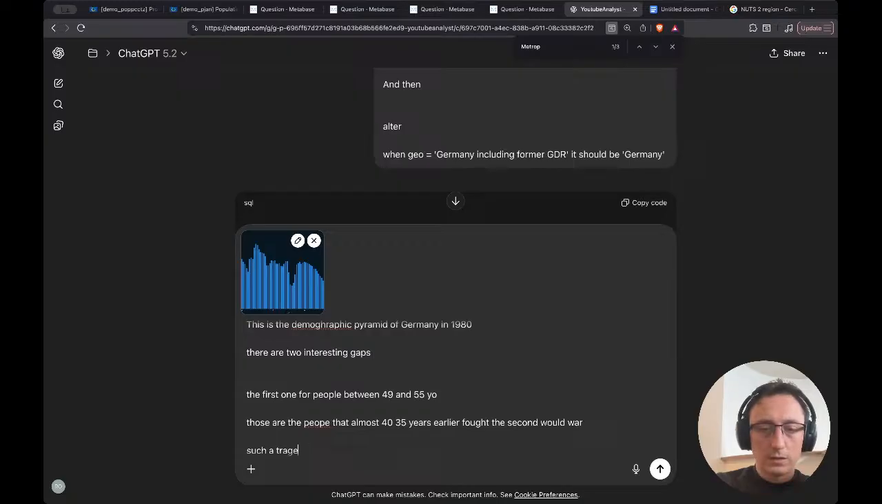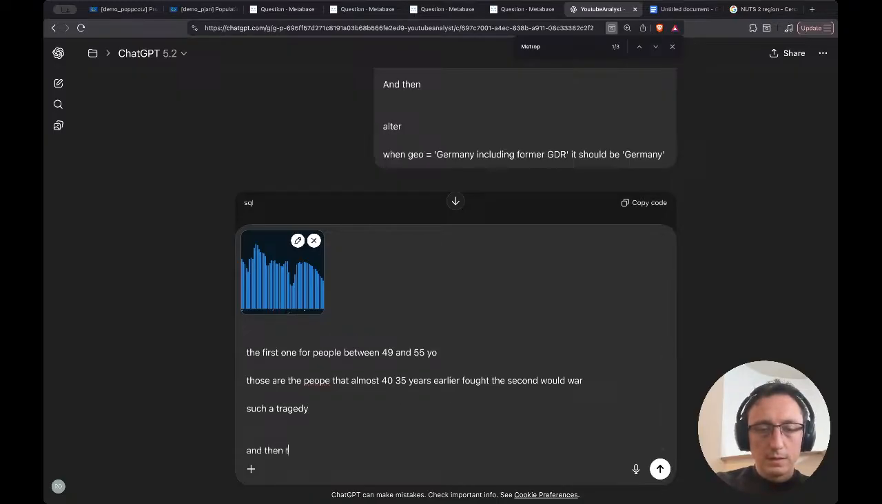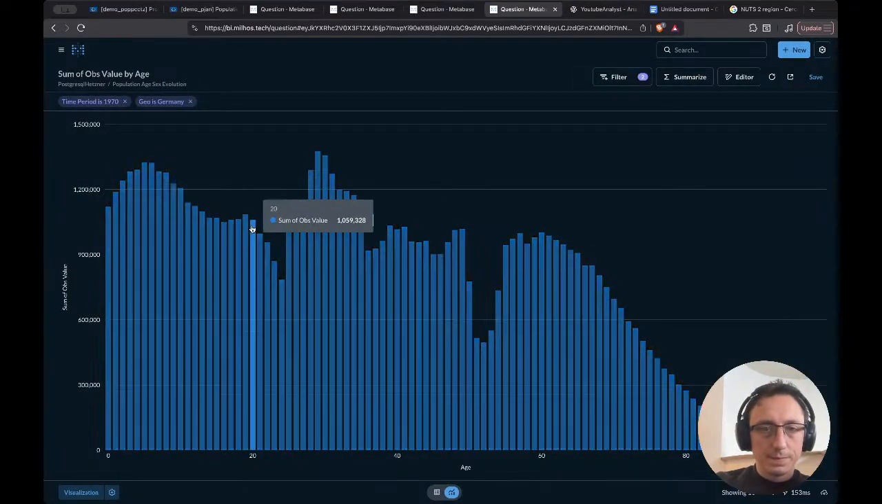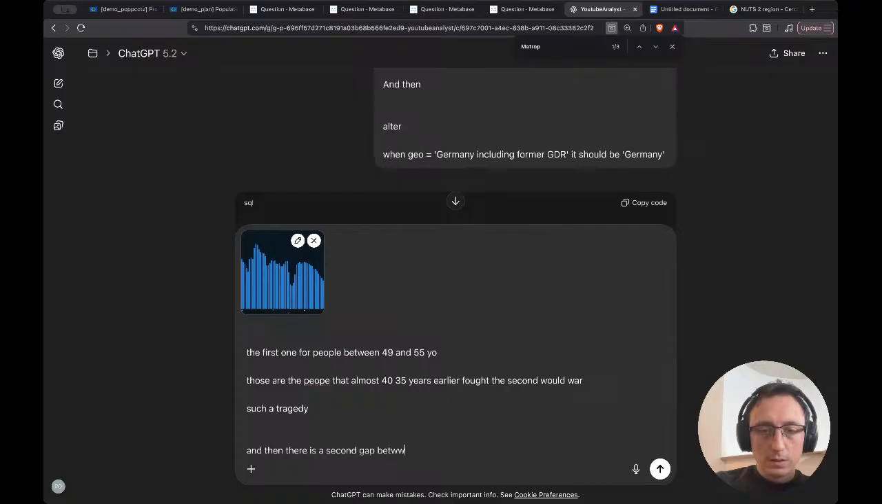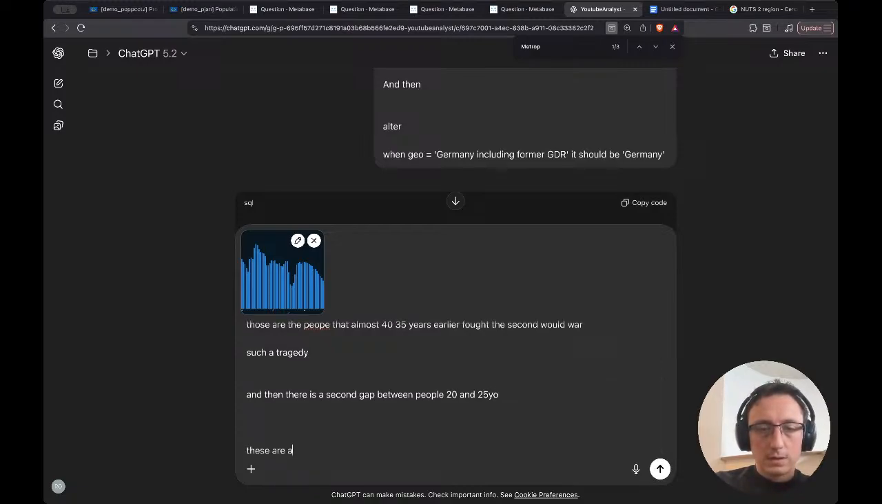Such a tragedy. And then there is a second gap of people between 20 and 25 years. So these are all the missing children of people killed during the Second World War.